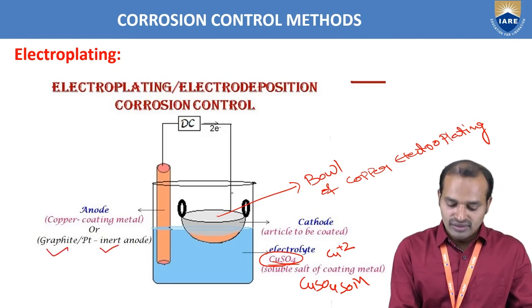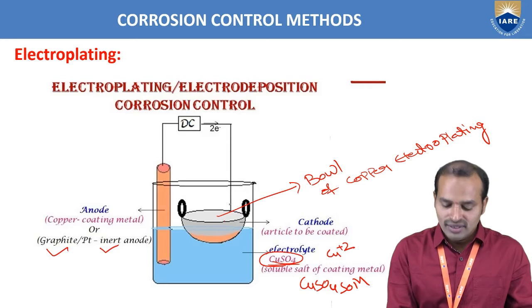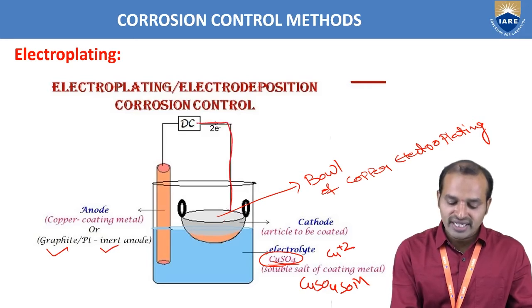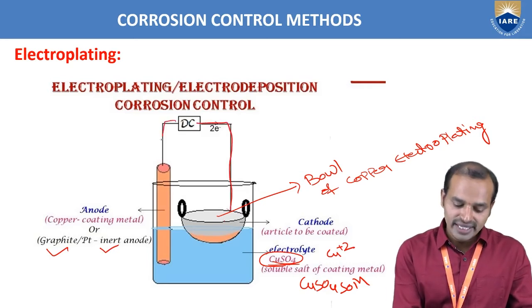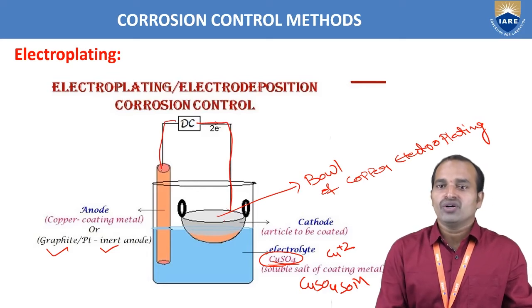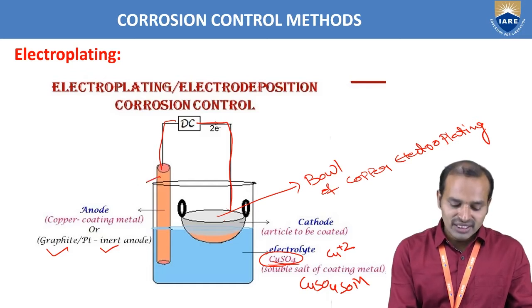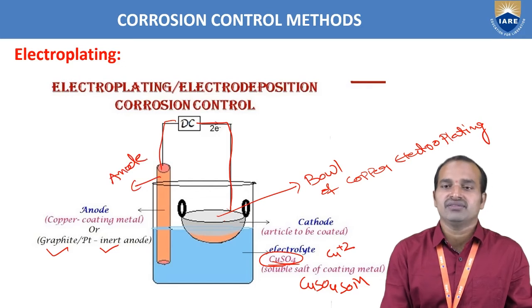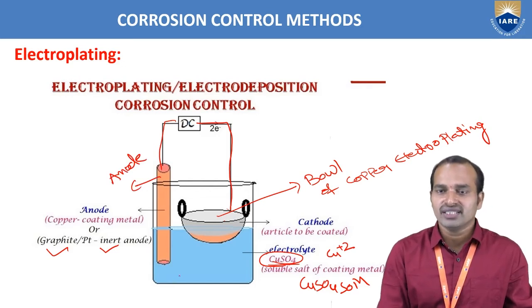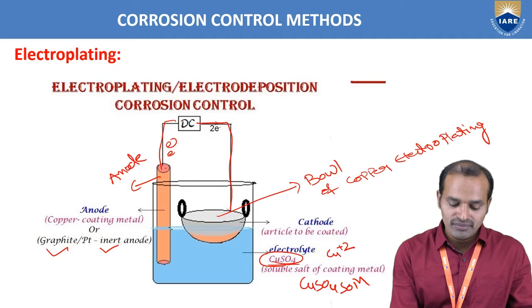Now to the article, that means this bowl, we are connecting a wire, and that wire is connected to the DC, and the DC is connected to the copper metal or graphite or platinum. When we are applying the direct current DC, what is the nature of the anode? Losing of electrons takes place from the anode. The electrons flow from anode to cathode.